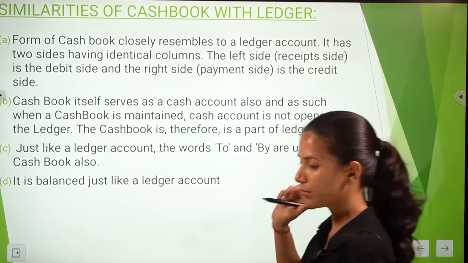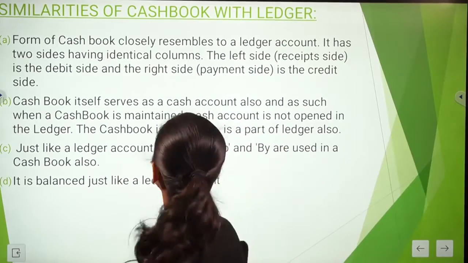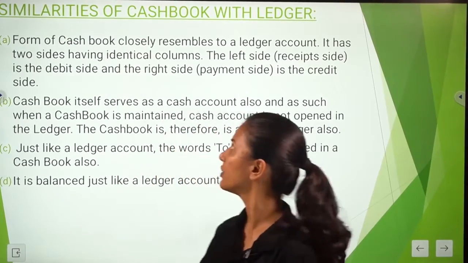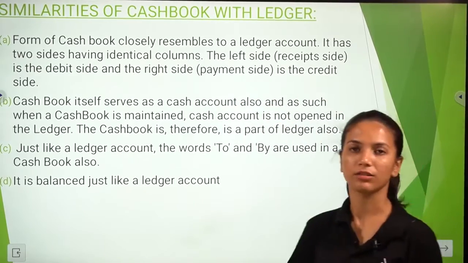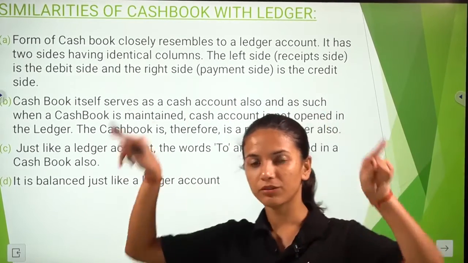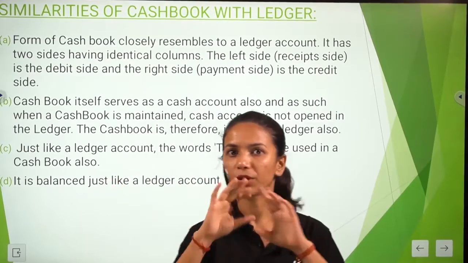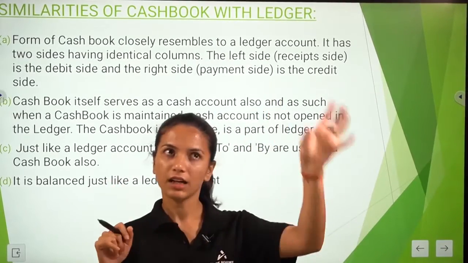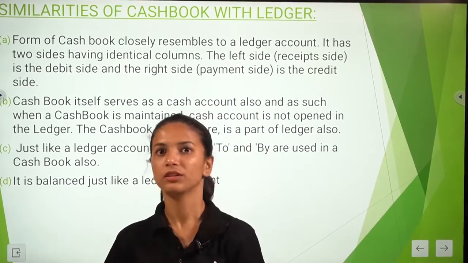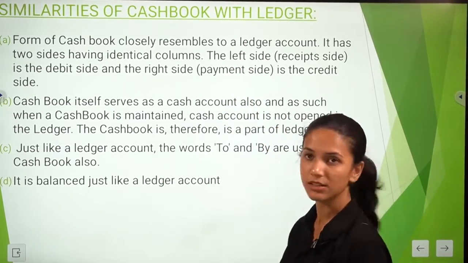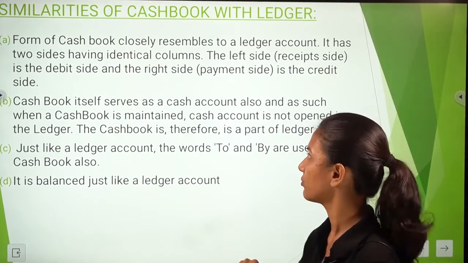Next, we have similarities of cash book with the ledger. What are the similarities? First, the form of the cash book closely resembles a ledger account. The format of the cash book is similar to the format of a ledger account. That is, it has a date, particulars, amount, and LF. And in the ledger you have JF, that is journal folio.